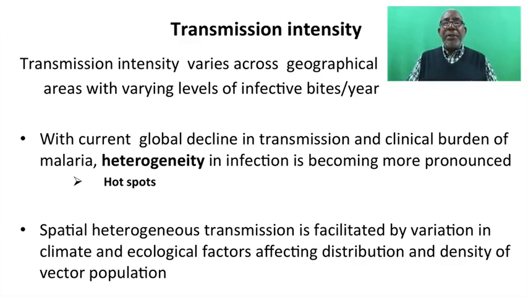Transmission intensity in general varies across geographical areas, with varying levels of effective bites per year. And with the current global decline in transmission and clinical burden of malaria, heterogeneity in infection is becoming more pronounced. And now the focus is to target hotspots when it comes to intervention. Spatially heterogeneous transmission is affected by variation in climate and ecological factors, as we have seen, and this affects the distribution and density of the vector population.